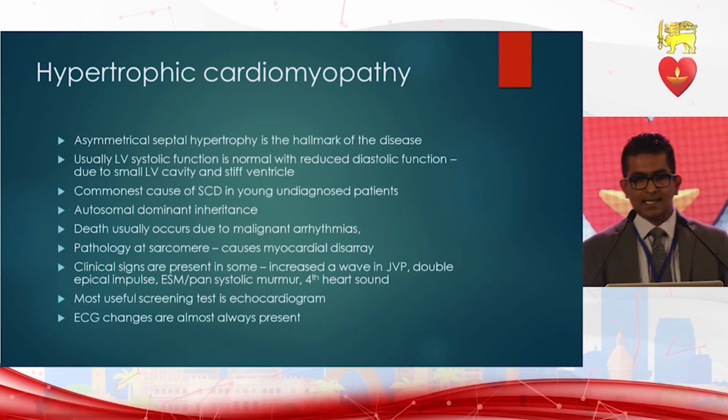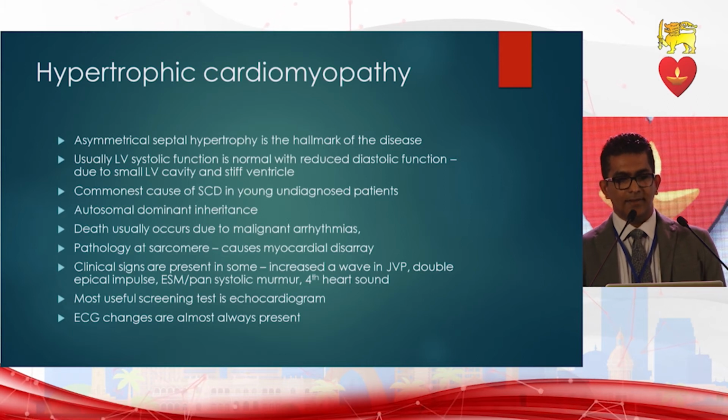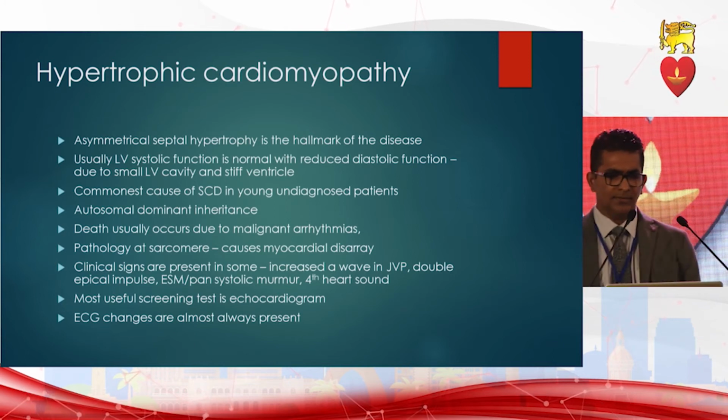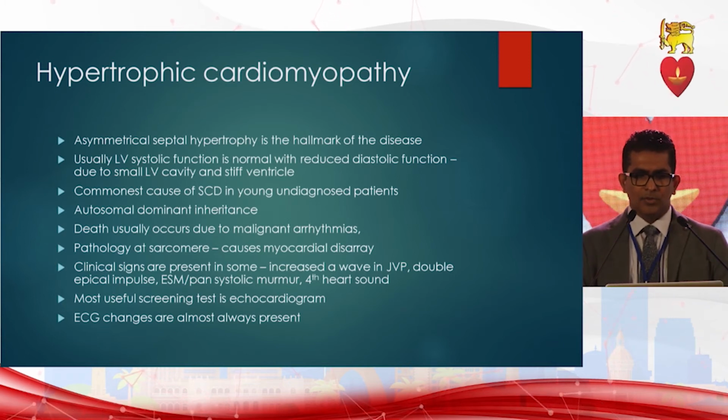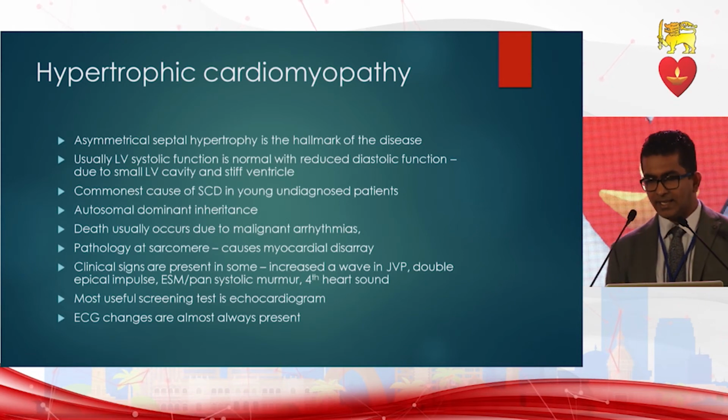So the clinical signs are present in most of the people. They have increased A-wave jugular venous pressure, double apical impulse. Those are very difficult to identify if you don't have enough experience. But you can hear an ejection systolic murmur coming from the dynamic LVOT obstruction.